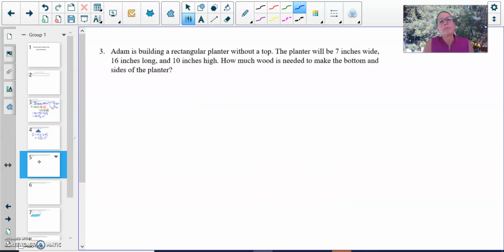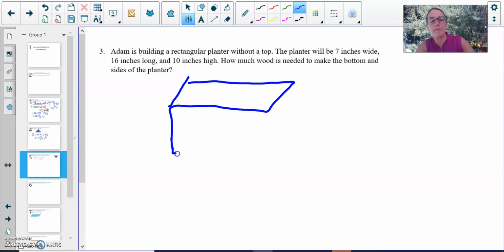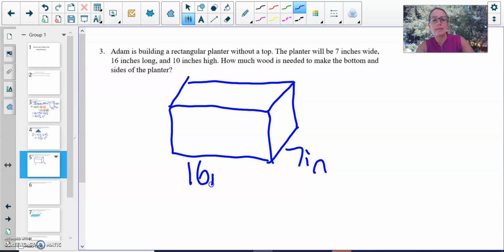Adam is building a rectangular planter without a top. The planter will be 7 inches wide, 16 inches long, and 10 inches deep. How much wood is needed to make the bottom and sides of the planter? So it's a rectangular prism. I'm going to make a sketch to help me visualize what's going on here. It's 7 inches wide, 16 inches long, 10 inches high, and we have to remember there is no top.